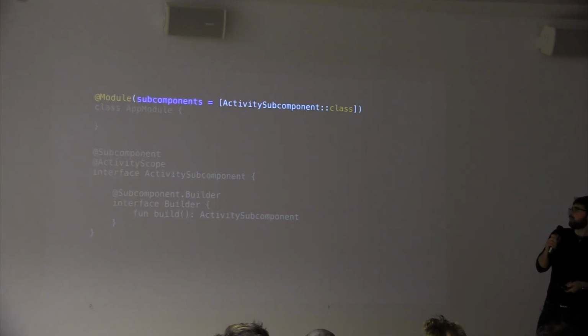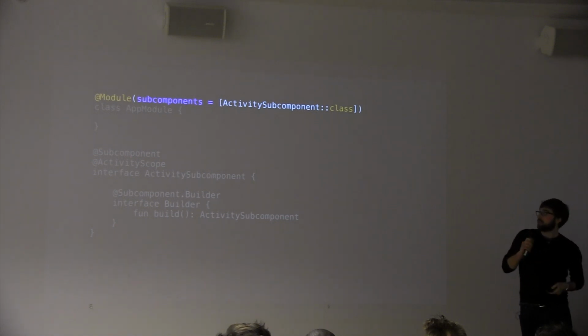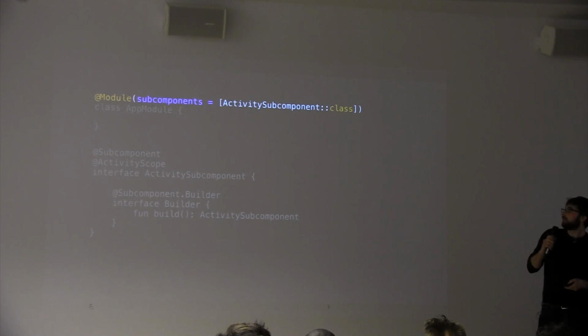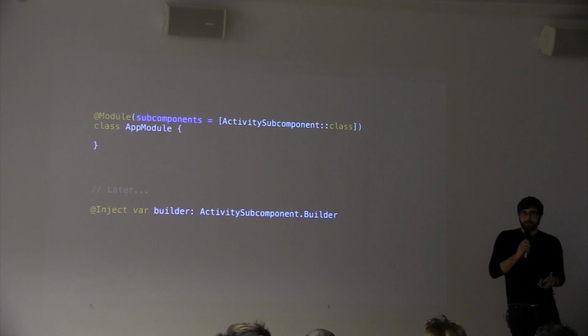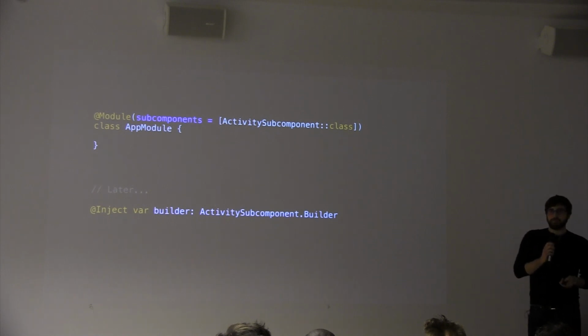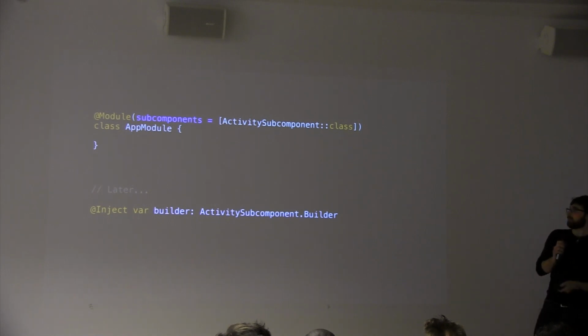Well, they recently added this. So instead, you can actually specify a subcomponent in your module annotation. And then that makes the builder for it available as a binding that you can use anywhere in the component where this module is included.